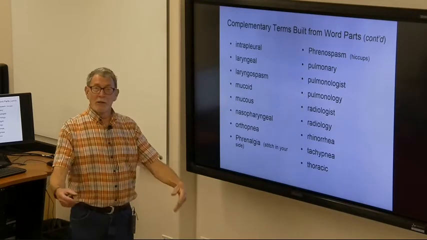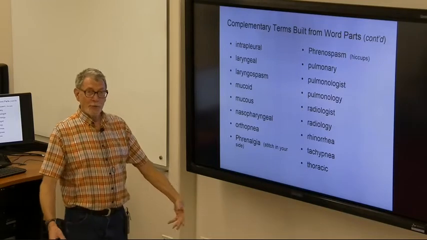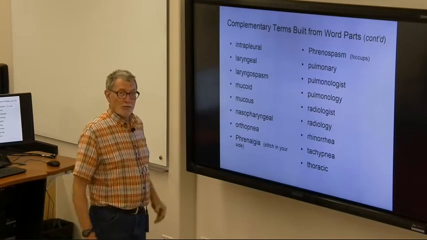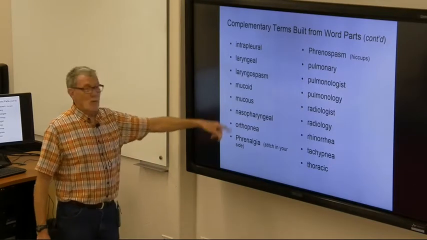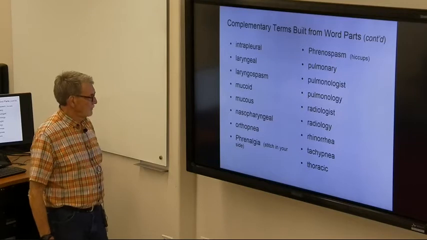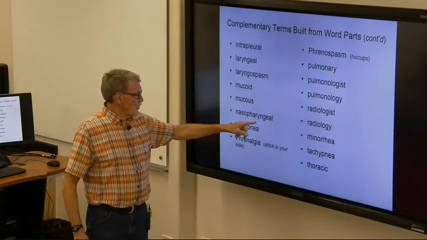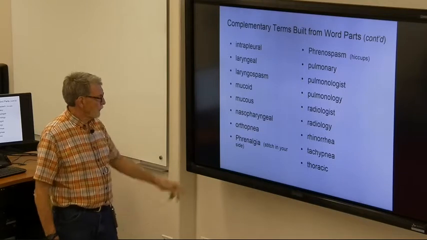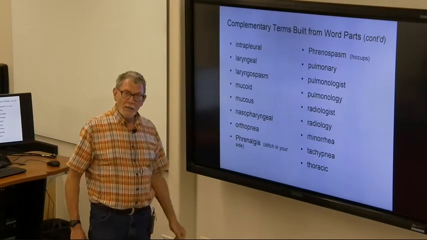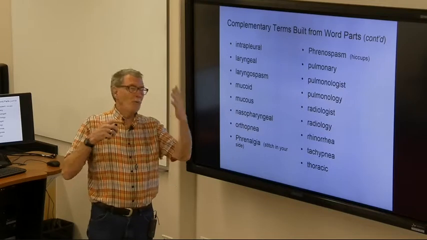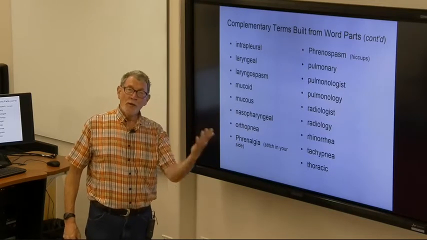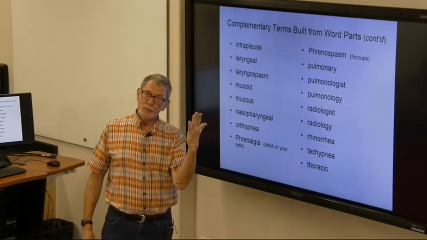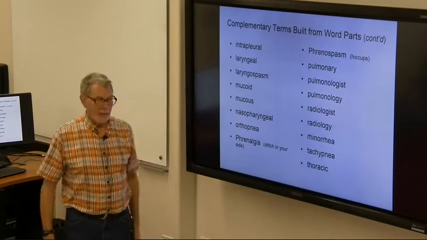Oid means it looks like a humanoid, looks like a human. Mucoid looks like mucus. Mucus is mucus. Nasopharyngeal, your nose and your throat. Orthopnea means you have positional breathing issues. You might have to sit up to breathe properly.